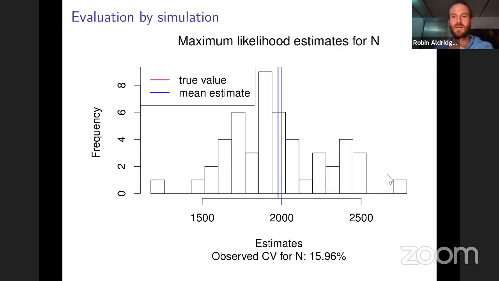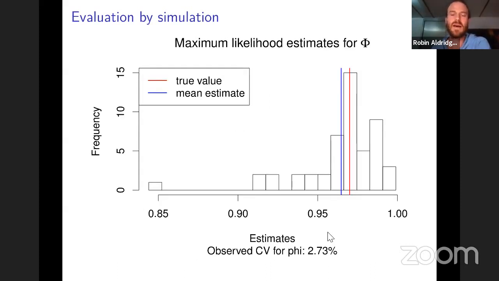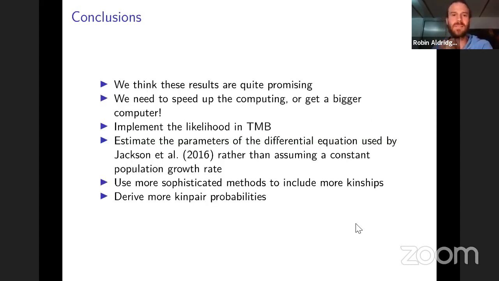So here are our estimates. We got a CV for N of 16%, for lambda of 0.63%, remembering that lambda is held constant, and for phi of 3%. So we think these results are fairly promising. We need to speed up the computing. We'd like to implement the likelihood in TMB. We'd like to estimate the parameters of the differential equation used by Jackson et al. rather than assuming a constant population growth rate. And we can do more sophisticated things to include more kinds of kinships. So that's it for me.